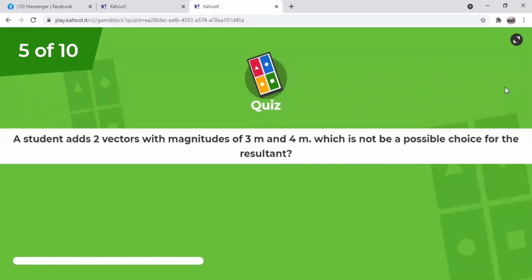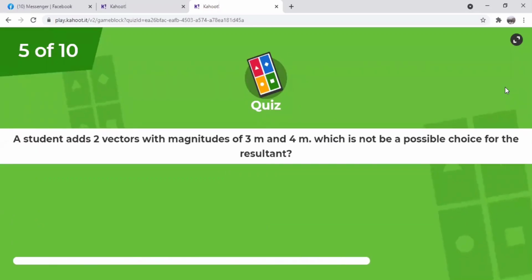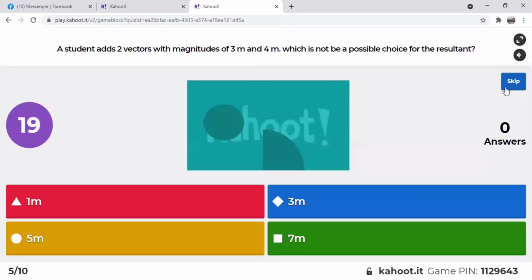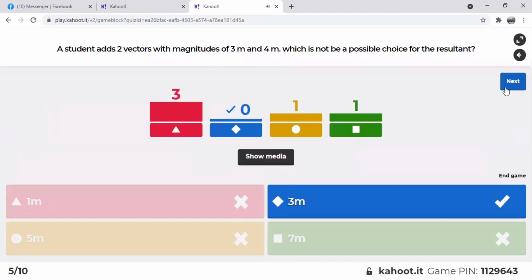A student adds 2 vectors with magnitudes 3 meters and 4 meters. Which is not a possible choice for the resultant? If you add 3 and 4, which one can't be the answer? 5, 4, or 3? Answer. The 3 cannot be the answer.